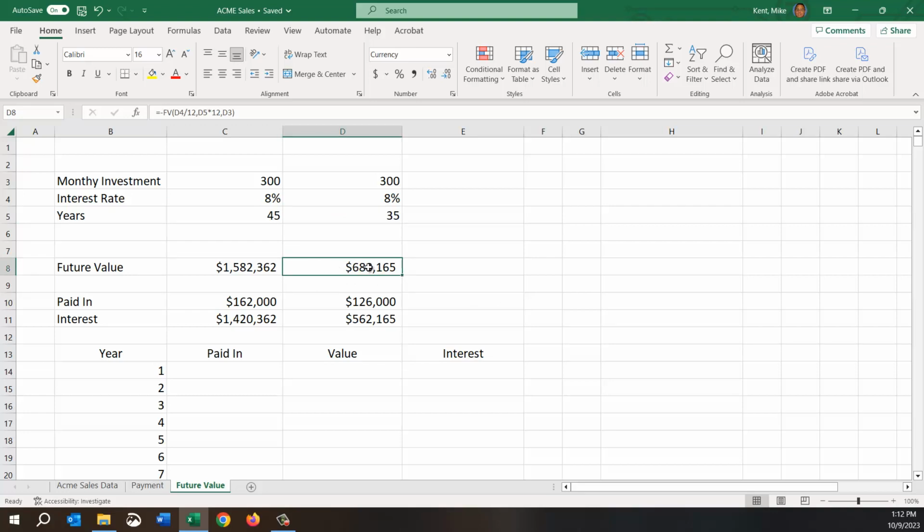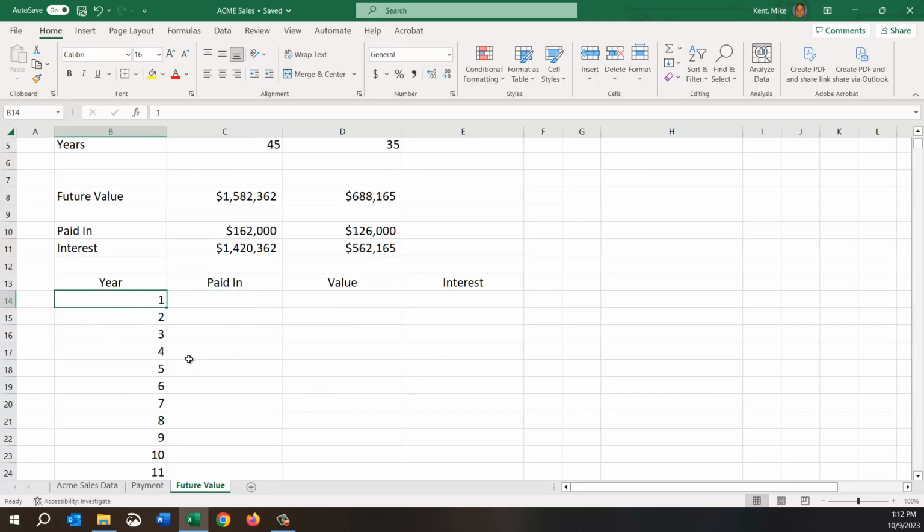Now my total is $688,000. I paid in $126,000. I've made $562,000 in interest. And this is because of the power of compound interest. Whatever interest I make in the first year, I get to make interest on that for 44 more years. Whatever interest I make on the second year, I get to make interest on that for 43 years. Let me show you the power of that.